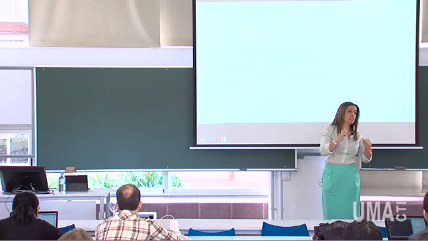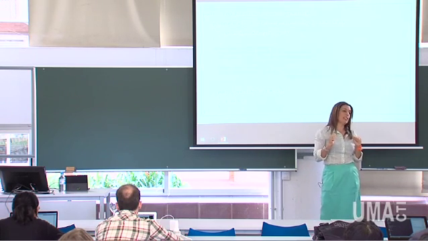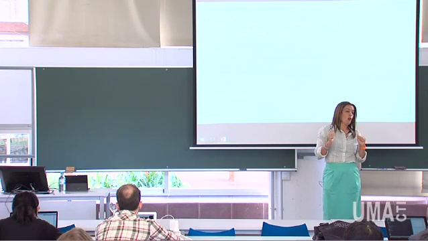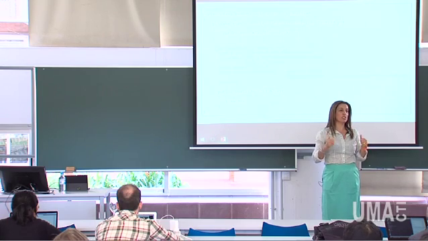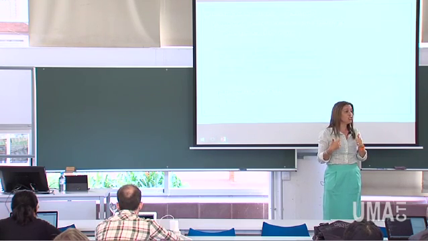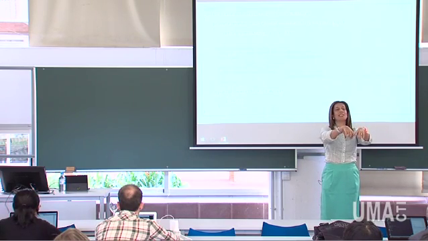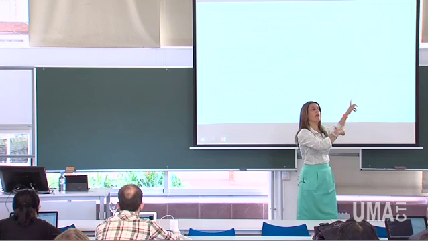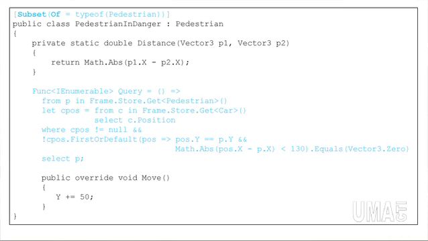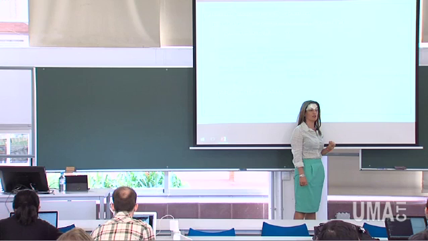But there's an even smarter way of doing it, which is you don't even pull car data from the store. All you need to know is which ones are the pedestrians in danger. You have the concept of a pedestrian in danger. What's a pedestrian in danger? One that's close enough to a car. And that you can actually compute at the store. So you can give a query to the store that says that the pedestrians in danger are those for which the distance between the car and the pedestrian is less than a certain threshold.